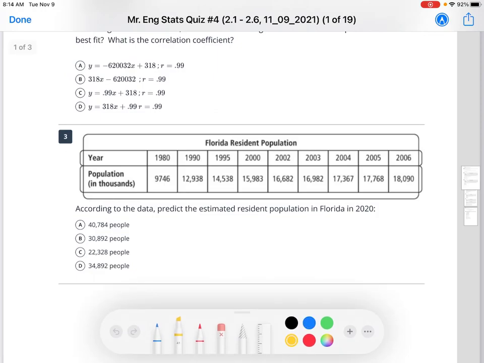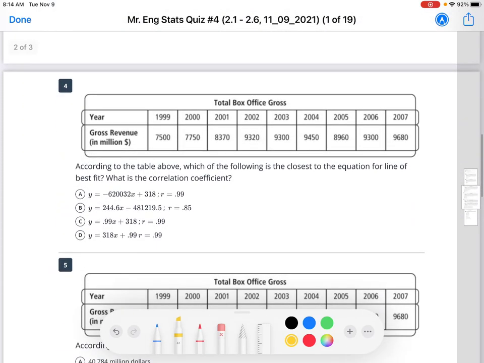All right, it just erased all my answers. Wonderful. But our answer for number 3 is C. Number 4.